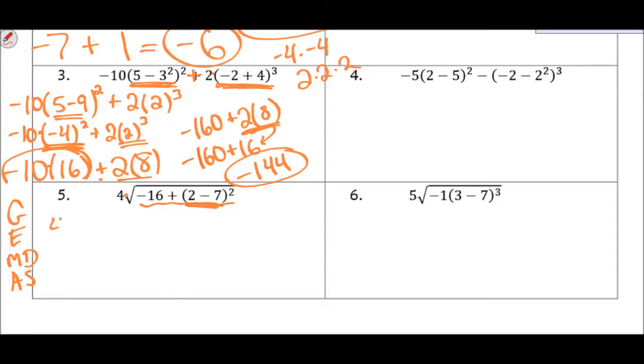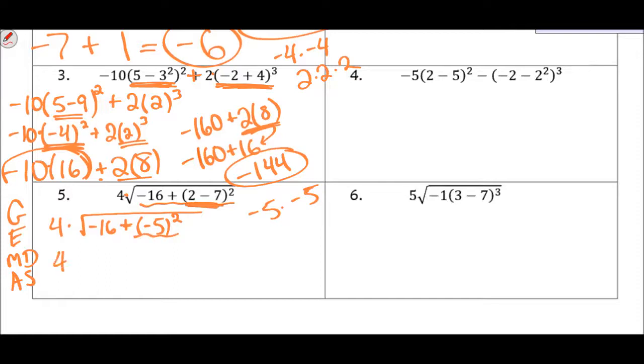So I have 4 times negative 16 plus 2 minus 7 is negative 5, and that's squared. I need to keep the parentheses there because it's negative 5 squared. Oh, I wrote that wrong. Sorry, that should be a plus sign. Negative 5 squared is a positive 25. That's negative 5 times negative 5. That's a positive 25.